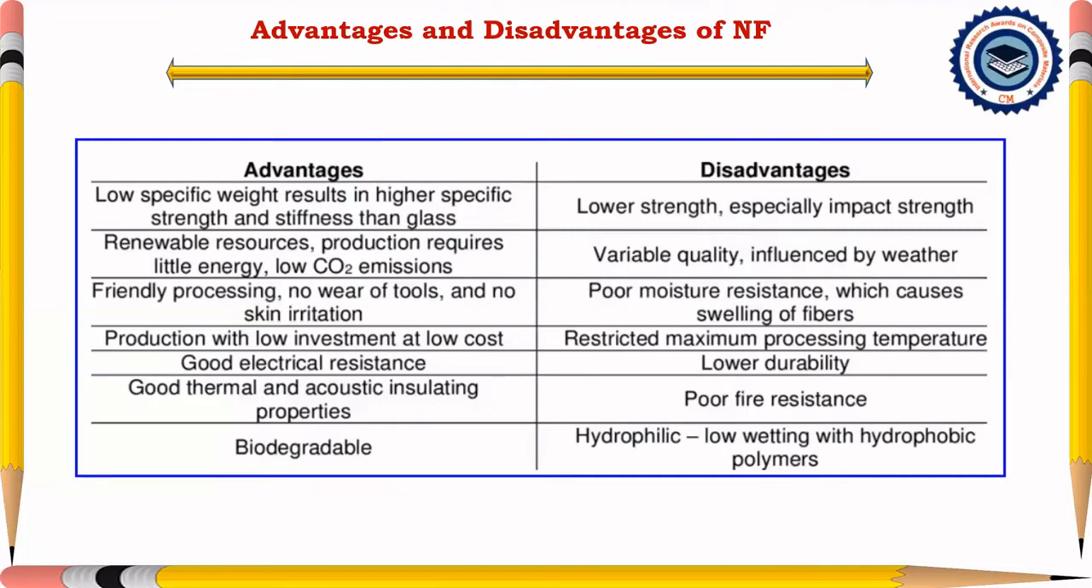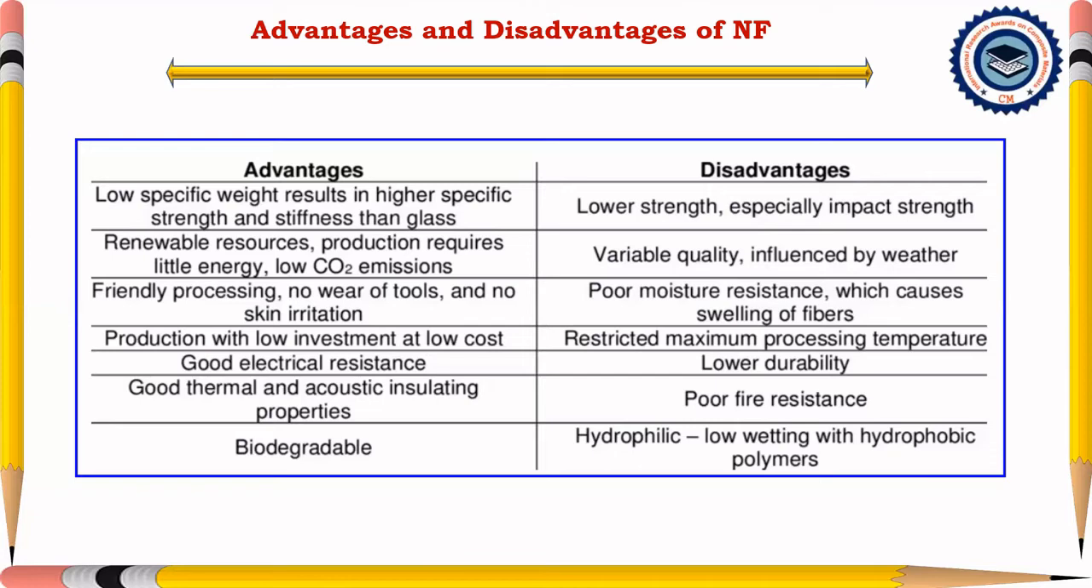See, what are the advantages and disadvantages of natural fiber composites? Normally, the natural fiber advantages are very low specific weight compared to glass, higher specific strength and stiffness. Similarly, renewable resources, low CO2 emissions. At the same time, production requires very little energy. It is also very friendly processing, no wear of tools and no skin irritation. Similarly, production with low investment at low cost, good electrical resistance, as well as good thermal and acoustic insulating properties. Particularly, a very important advantage of this type of composites is that natural fiber composites are biodegradable.